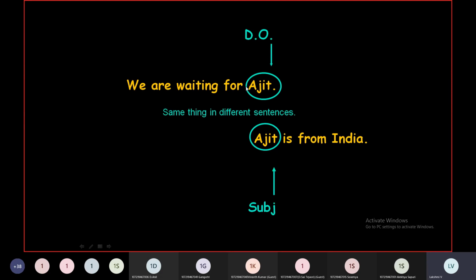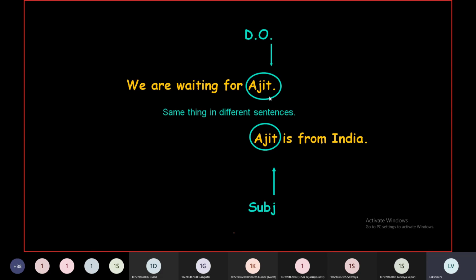Here this acts as an object to the predicate in the sentence. This is the subject, verb and object. Here in this sentence, this is the subject, this is the verb and this is the object.